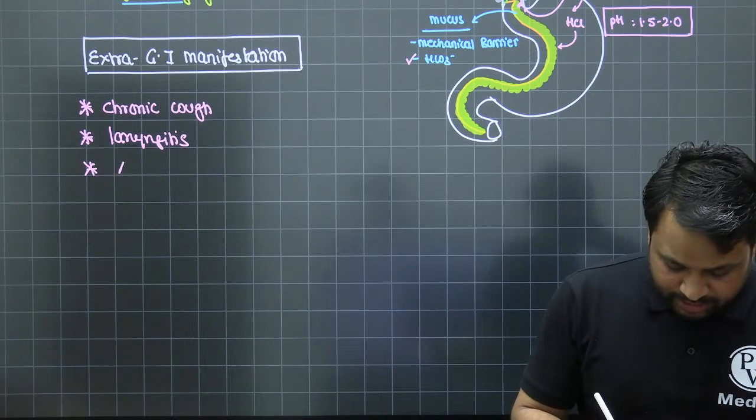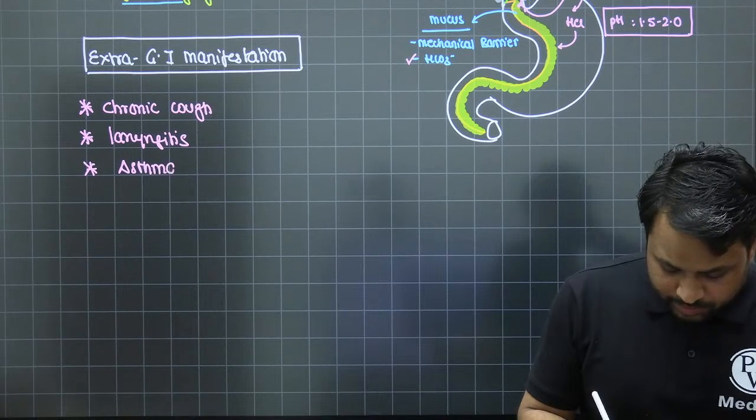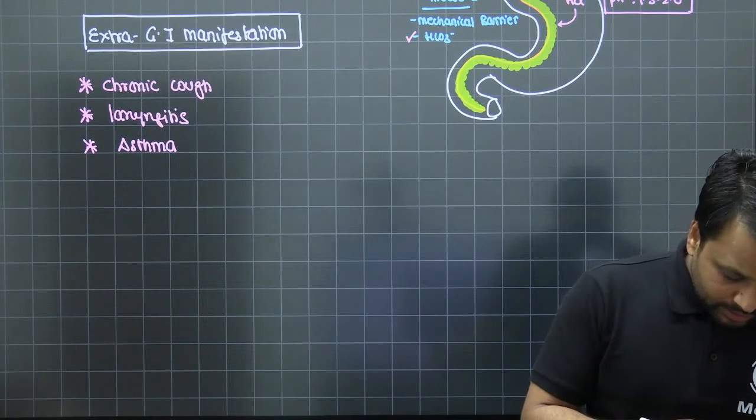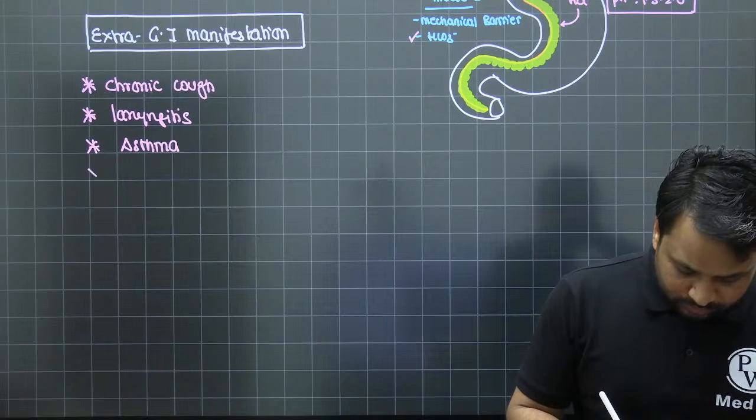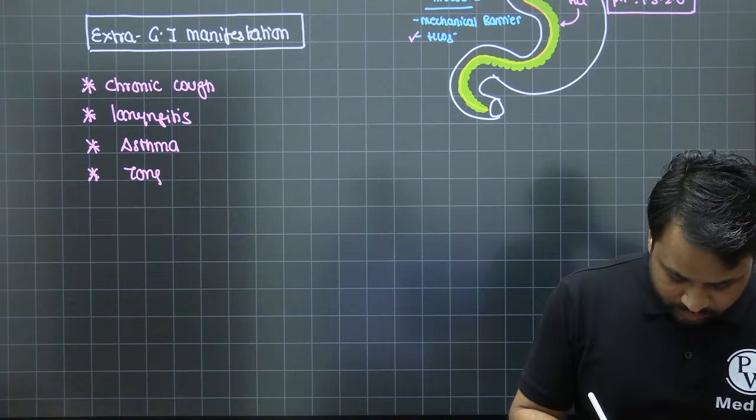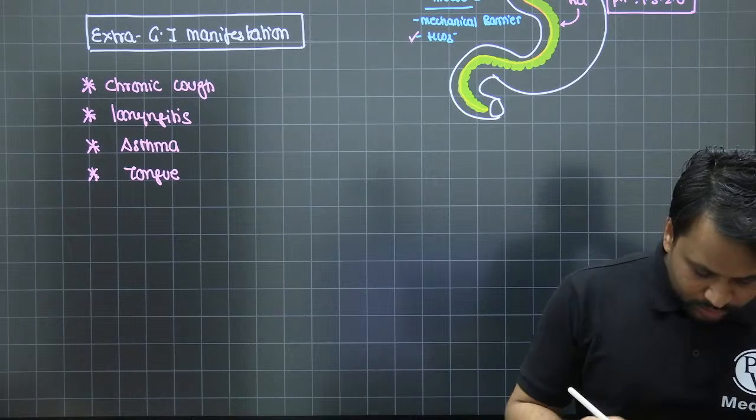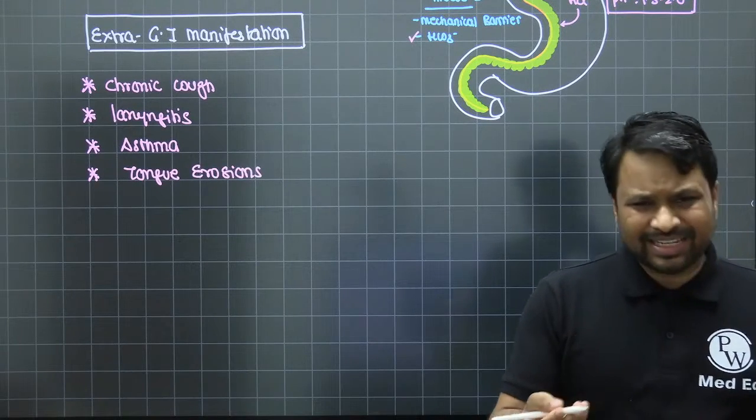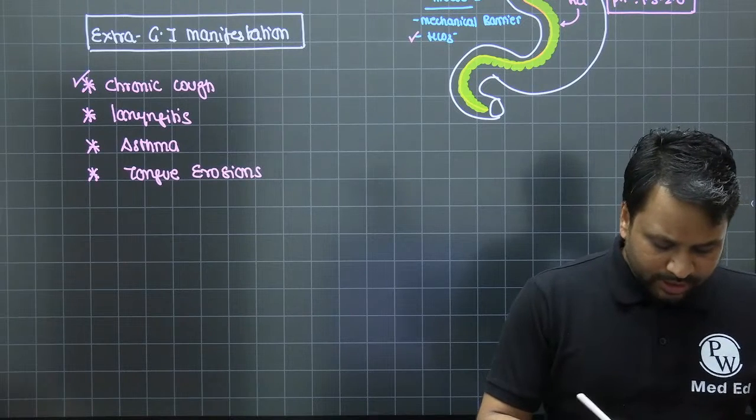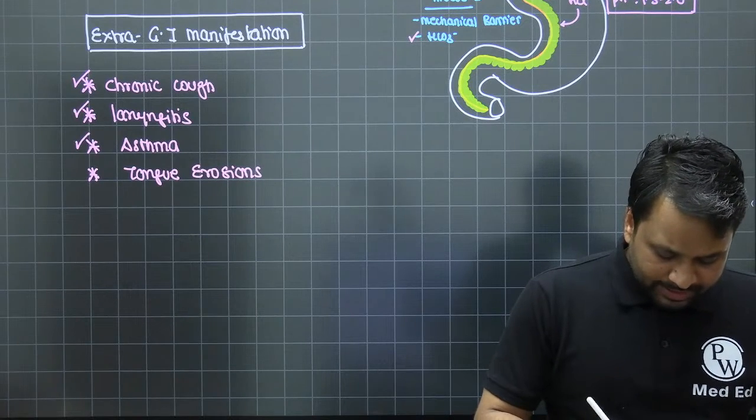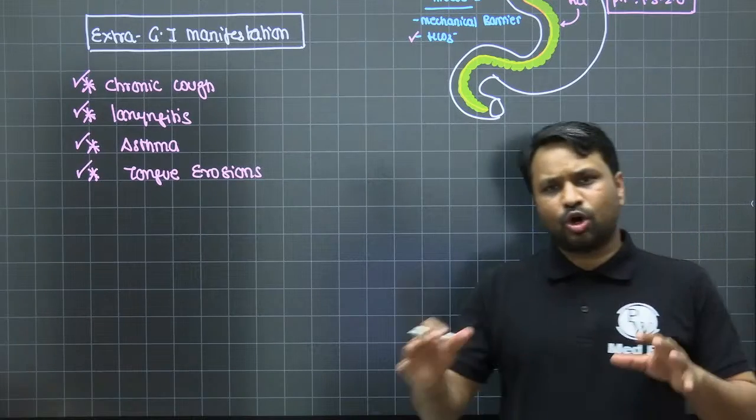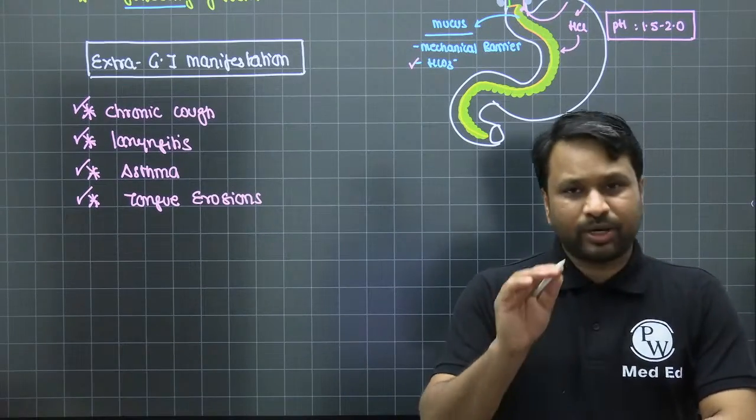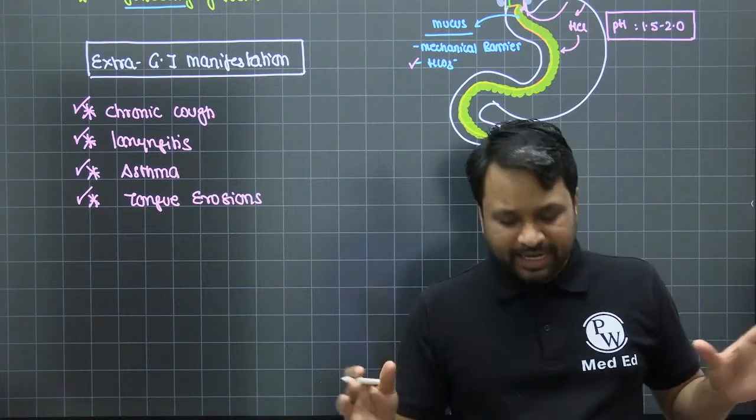It can trigger asthma, or present with asthma-like symptoms, and it can also result in erosions on the tongue. So these are basically the pulmonary manifestations of GERD: chronic cough, laryngitis, asthma, and tongue erosions, all because the acid is refluxed. Those who are not able to comprehend, we have already discussed this in great detail.